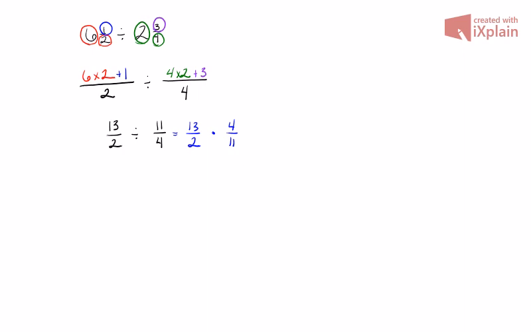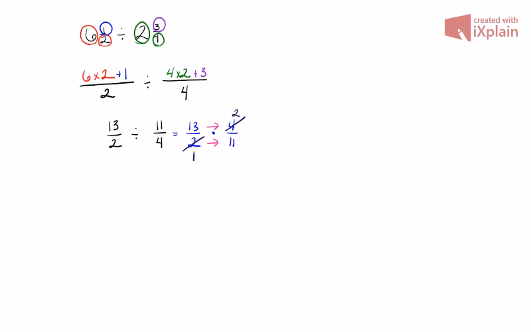So from here, you could go ahead and immediately multiply the numerator across and multiply the denominator across, but what I would encourage you to do is double check to see if there's anything that you can reduce. What I'm noticing here is that I have a 2 in the denominator and a 4 in the numerator. So I'm able to reduce these. I could divide both of these by 2, or reduce them by a factor of 2. That's going to leave me with a 1 in the denominator and a 2 in the numerator.